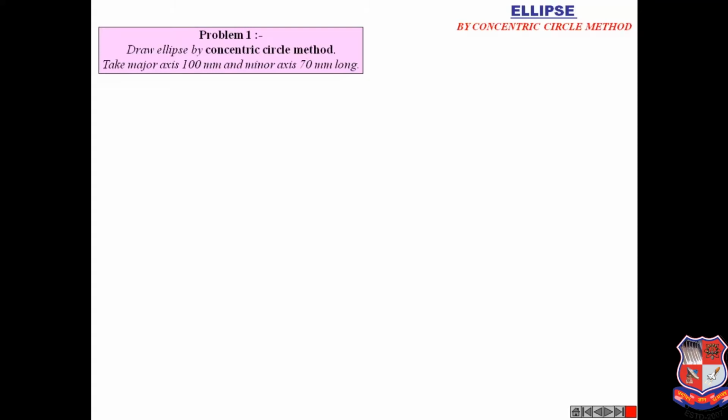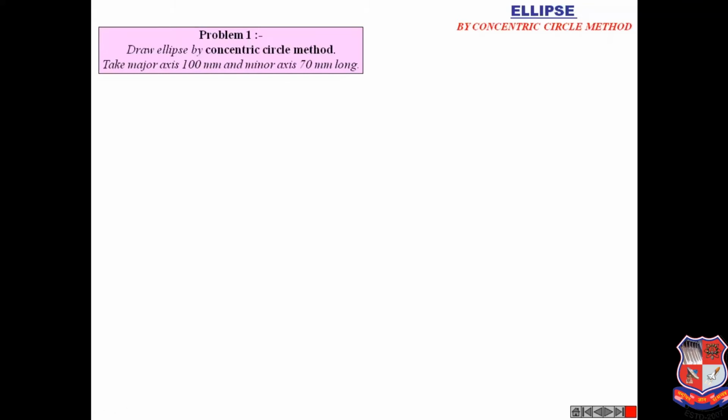First of all, we have to draw the ellipse by the concentric circle method. You are seeing here the ellipse by concentric circle method. Problem number 1 is: draw the ellipse by the concentric circle method. Two data are given to you, that is the major axis and minor axis. Here take the major axis equal to 100 mm and the minor axis as 70 mm long.